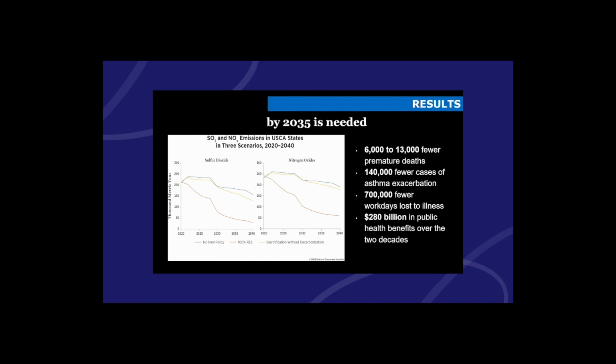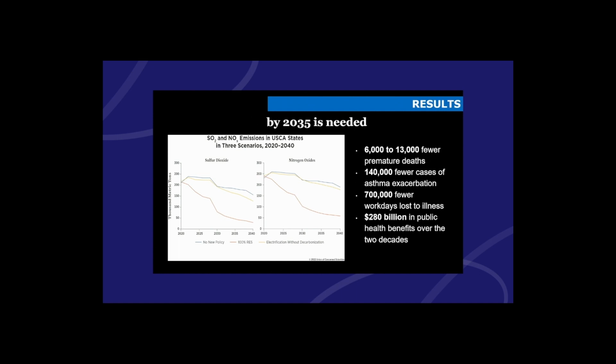So on the left, we have the results for sulfur dioxide. On the right, we have the results for nitrogen oxides. The blue line is the no-new policy scenario. The red line is our 100% RES scenario. And for sulfur dioxide, emissions from power plants in the US Climate Alliance states falls 88% by 2040, compared to 27% under current policies and plans. And for nitrogen oxides, emissions fall 77% compared with only 18% under our business as usual case.